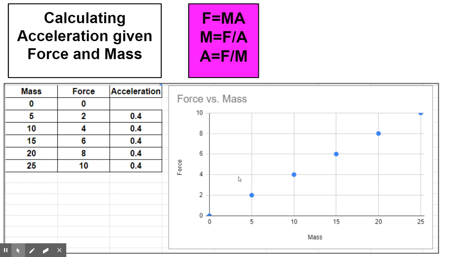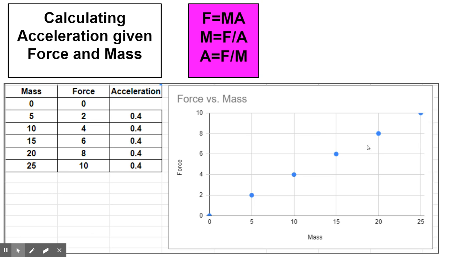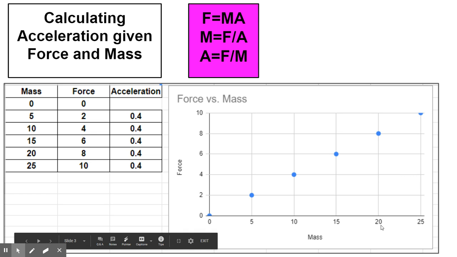So again, on the test, you may be asked to calculate the acceleration, but not be given the data table. You may just be given the graph. So again, pick any point on the graph, figure out what the force is for that point, figure out what the mass is for that point, and do your calculations.